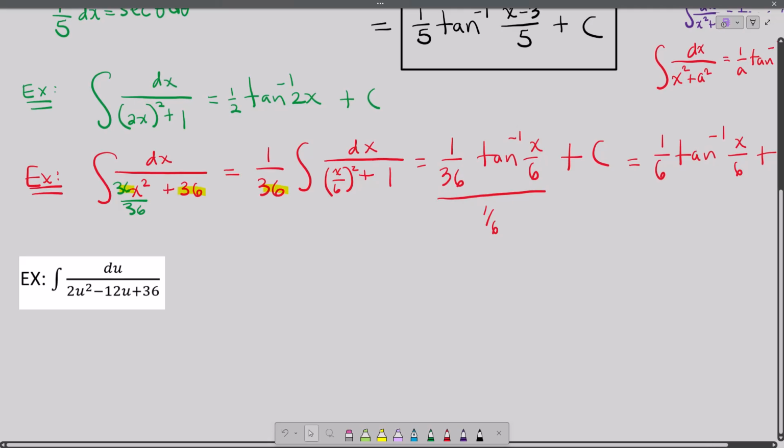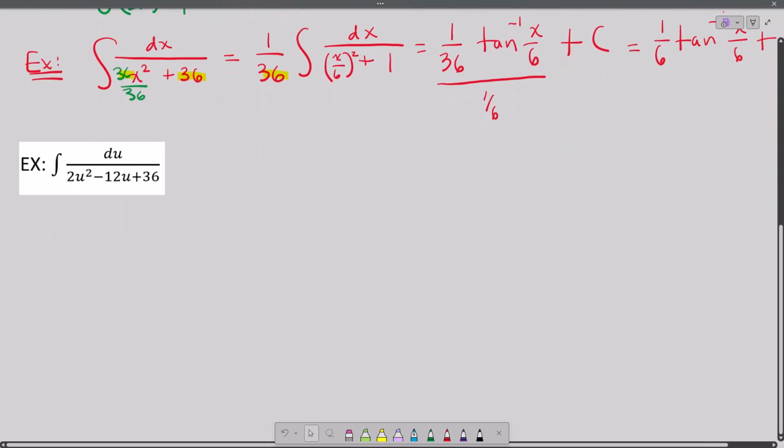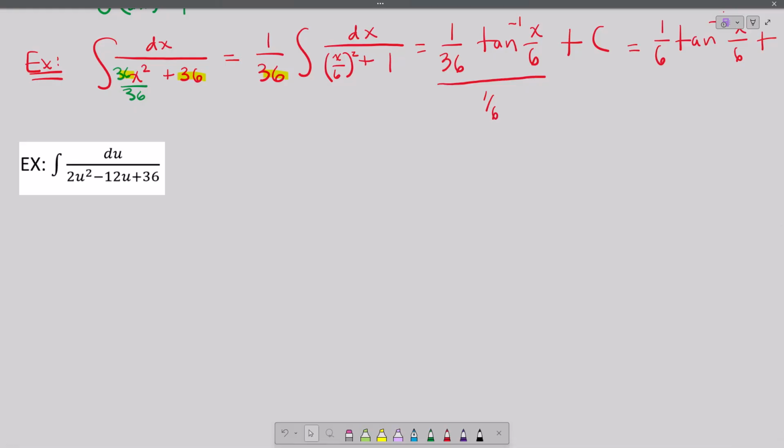All right, so let's try another one. You all try this one. So factor out the 2 in the denominator first. Factor out that 2. But you'll notice that after you factor out the 2, that denominator is not factorable. You can pull out that common factor, but it's not a perfect square trinomial. And it's not a factorable trinomial. So use completing the square. Factor out the 2 and then use completing the square.